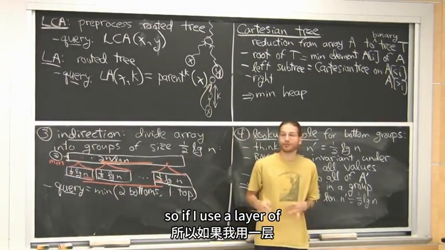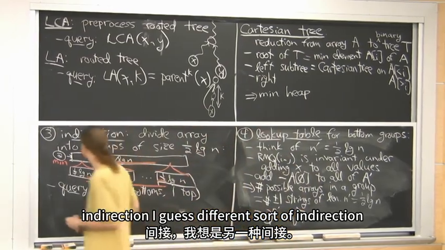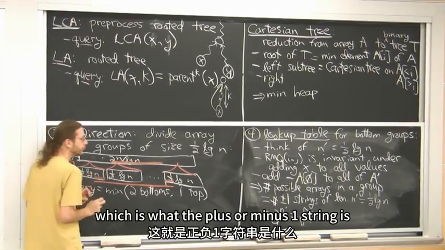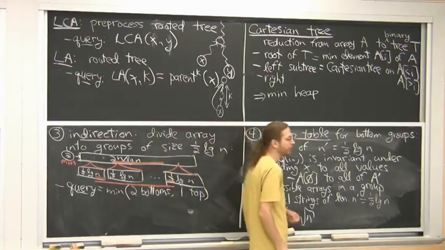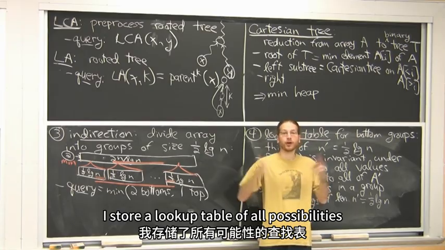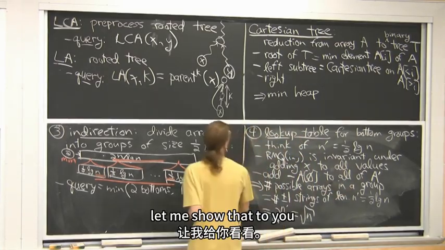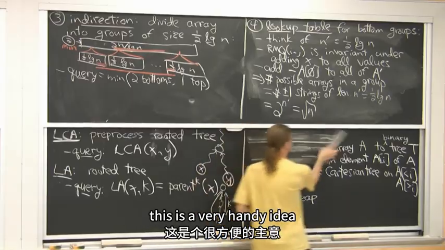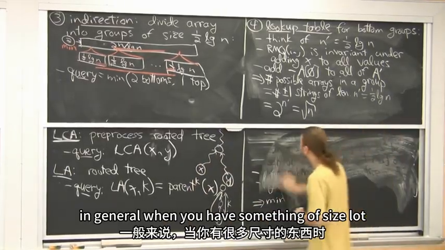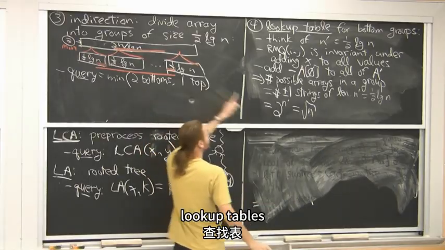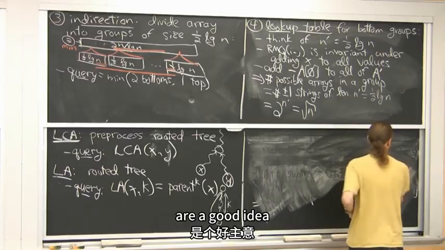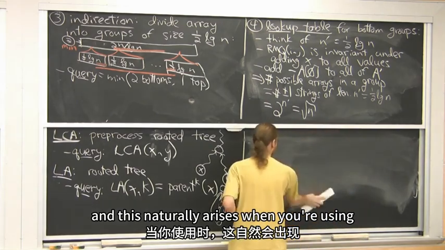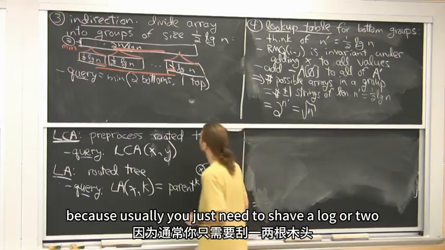So if I use a layer of indirection, a different sort of indirection, for each of these groups I just store a pointer to the type of group, which is what the plus or minus 1 string is. And then for that type, I store a lookup table of all possibilities. That will be efficient. Let me show that to you. This is a very handy idea. In general, if you have a lot of things of size roughly log n, lookup tables are a good idea. And this naturally arises when you're using indirection, because usually you just need to shave a log or two.